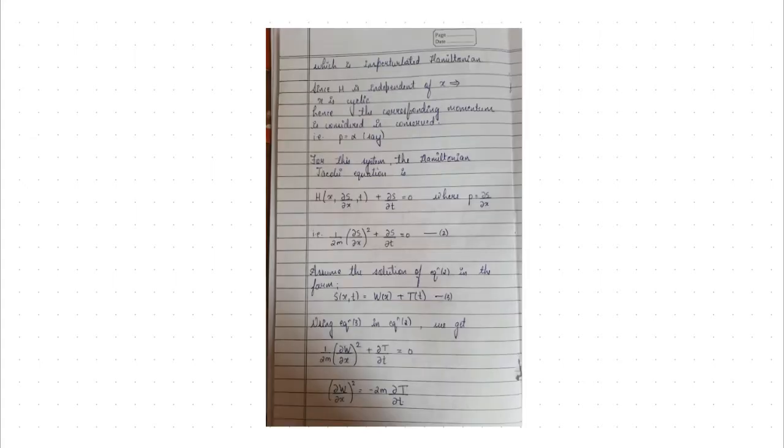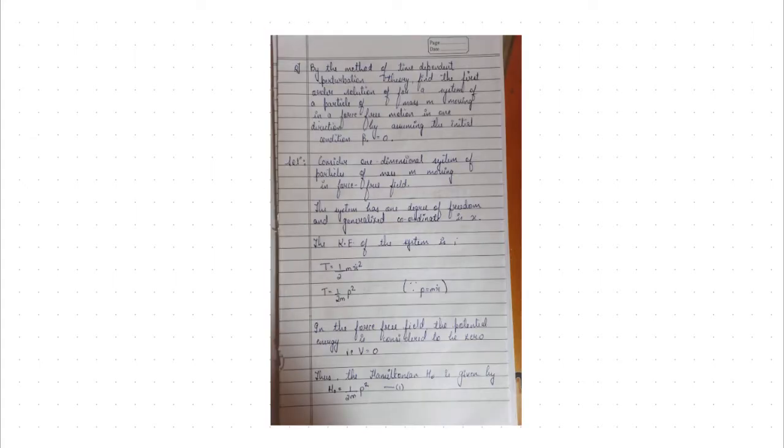So I had already done one question in the last lecture: by the method of time dependent perturbation theory, find the first order solution for a system of a particle of mass m moving in a force-free field motion in one direction by assuming the initial condition beta naught is equal to 0. This I have already done. So, in this lecture, I will proceed. I hope you remember how we did all the solutions.